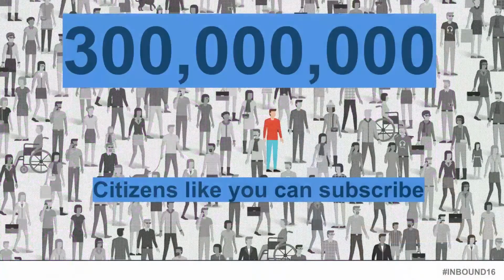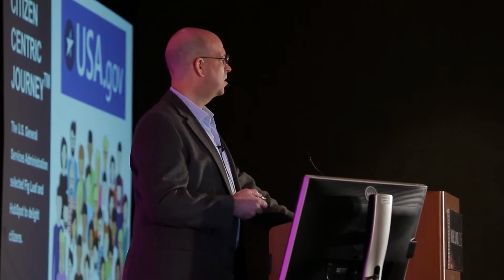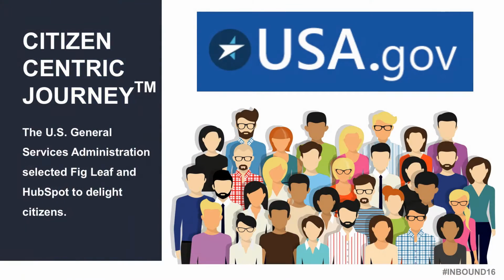So the customer that I'm going to talk about has the potential of actually reaching over 300 million citizens. Their goal is to do like Pokemon Go and catch them all. So catch all U.S. citizens in their sites and get them to sign up for the content. The customer, and the experience that we had, is USA.gov.